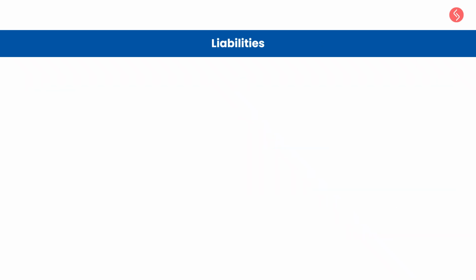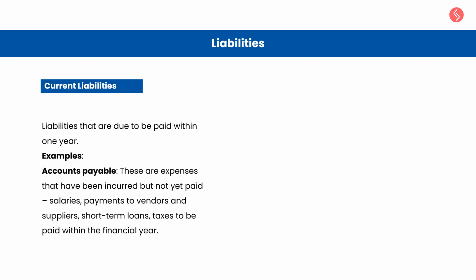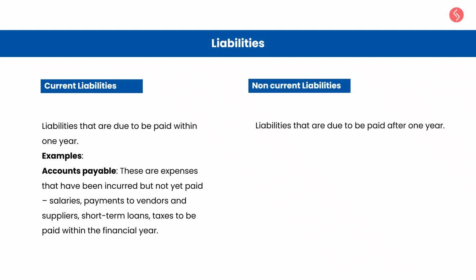Liabilities are also of two types. Current liabilities. These are liabilities that are due to be paid within 1 year. Examples: accounts payable. These are expenses that have been incurred but not yet paid: salaries, payments to vendors and suppliers, short-term loans, taxes to be paid within the financial year. Non-current liabilities. These are liabilities that are due to be paid after 1 year. Examples: long-term loans, long-term leases.